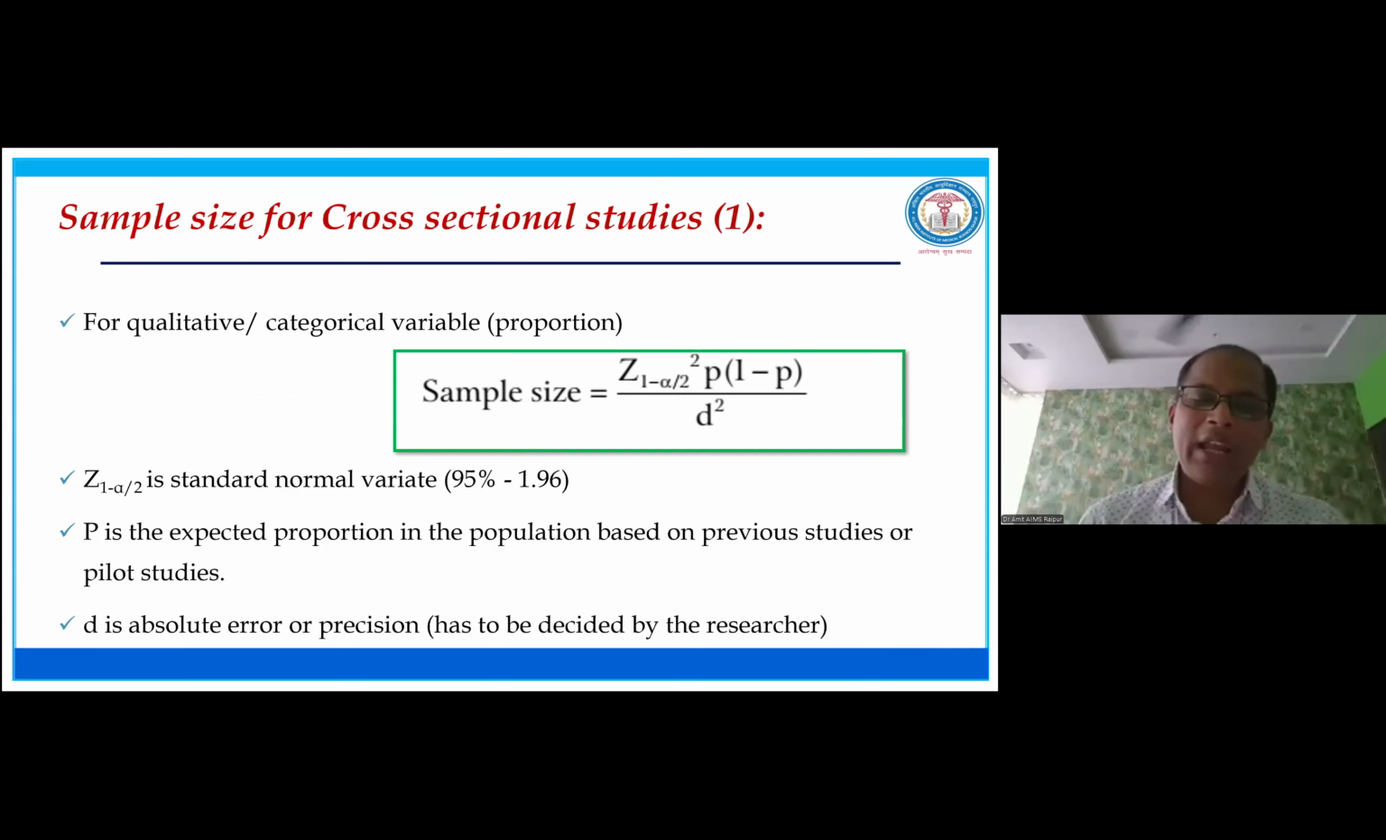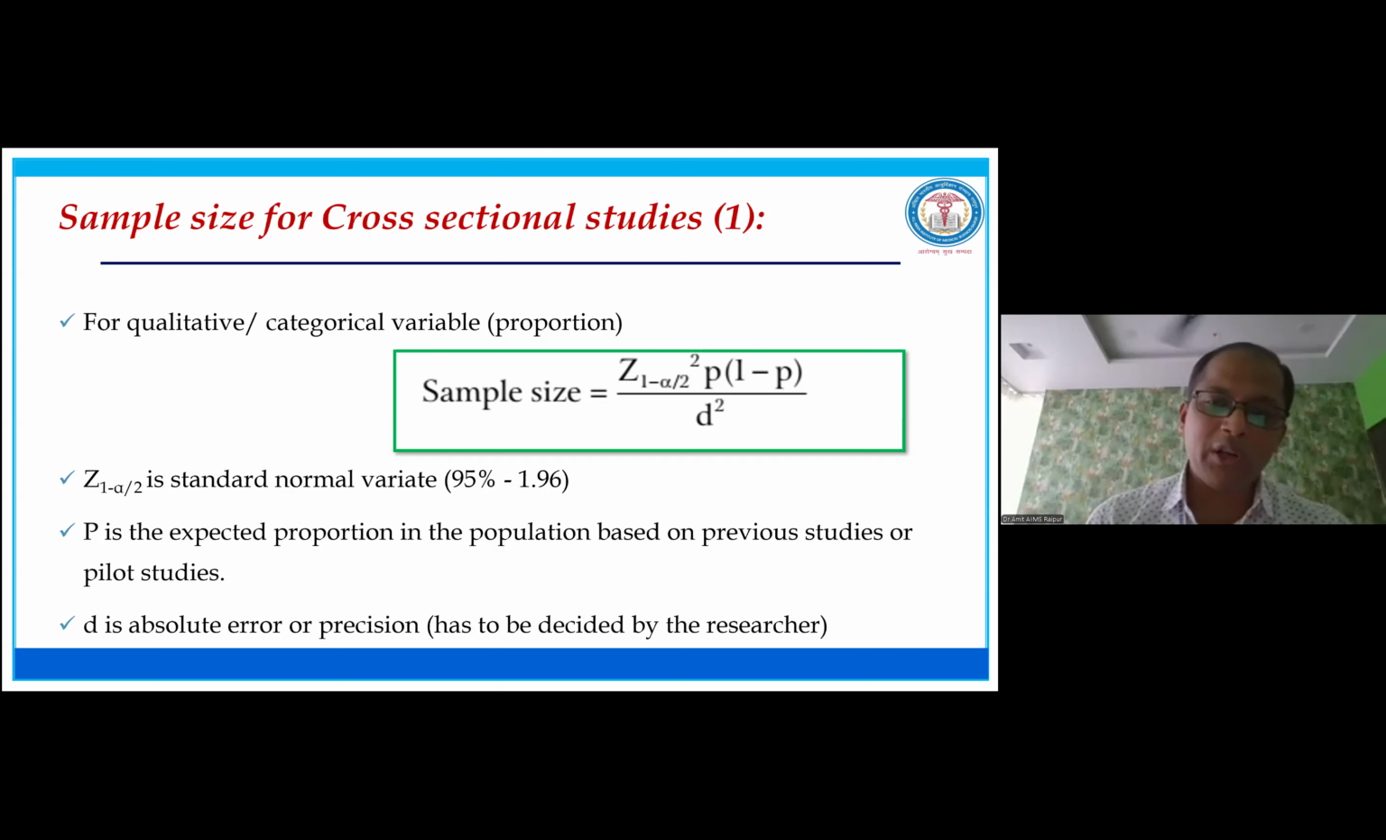So in any cross-sectional study, if the outcome variable is a categorical variable, meaning we just want to measure the proportion, then this is the formula where we have to consider the normal variate for level of significance, the Z alpha. At 95% level of significance, the value is 1.96. P is the prevalence, which we get from literature search or from our own experience. And D is the precision.